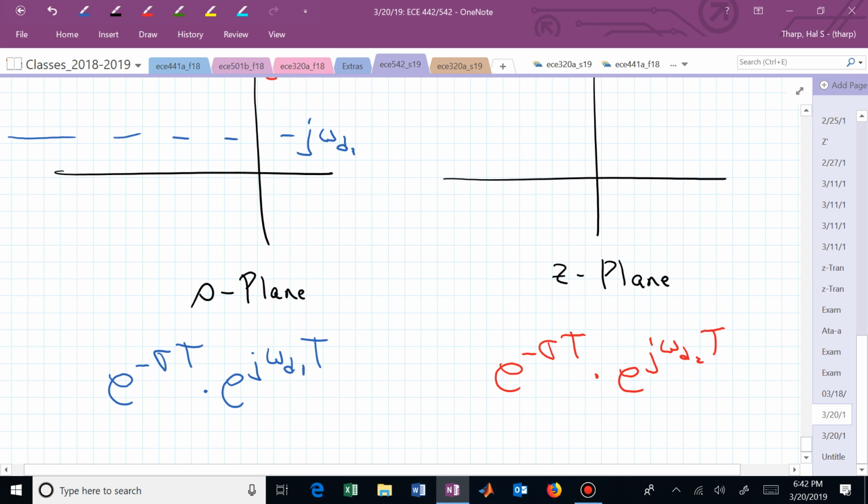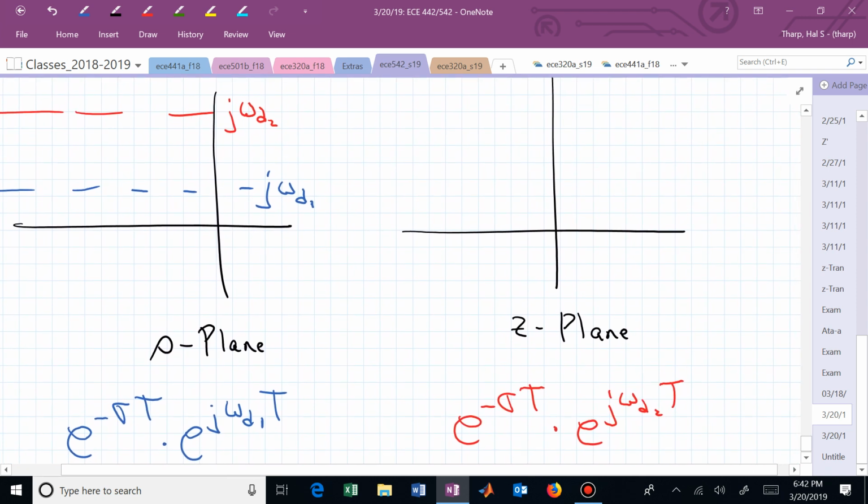And how big is that wedge for omega d1 and omega d2? Which wedge is bigger? Is omega d1 bigger than omega d2 in the s-plane? Which one's further away from the real line? That's pretty simple, isn't it? Omega d2 is bigger. What happens to the angle between theta d1 and theta d2?